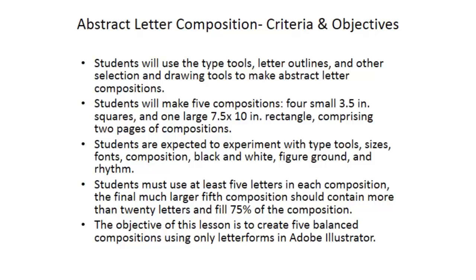For this next unit, you're going to have two choices for your first project to learn the basics of the type tool. This is your first option. The abstract letter composition project is pretty straightforward. You're going to make five compositions. Four of them will be small 3.5-inch squares, and then you'll do one large 7.5 by 10-inch rectangle composition.